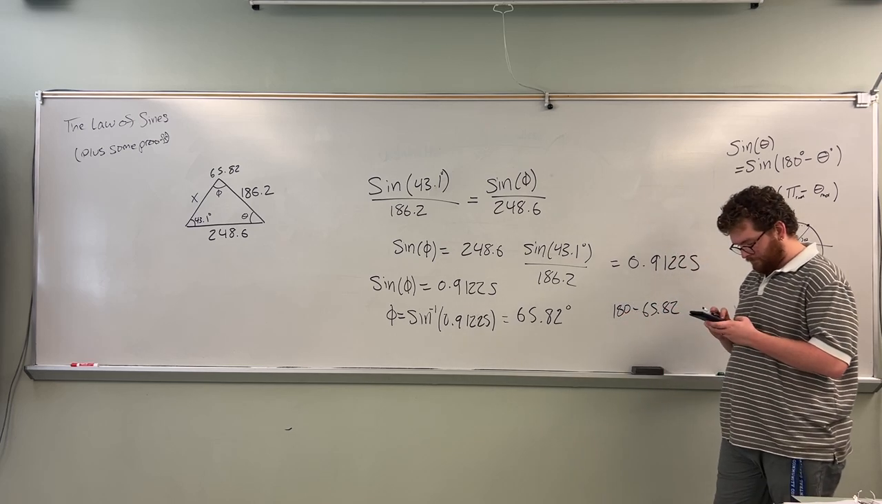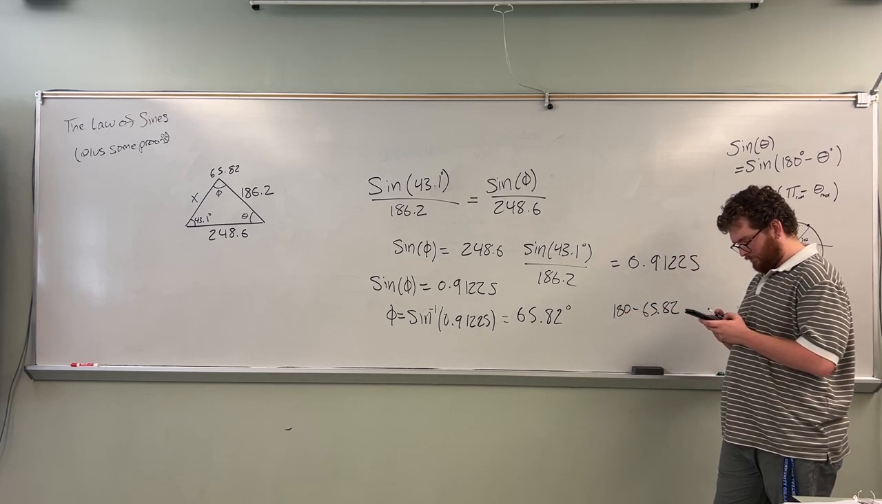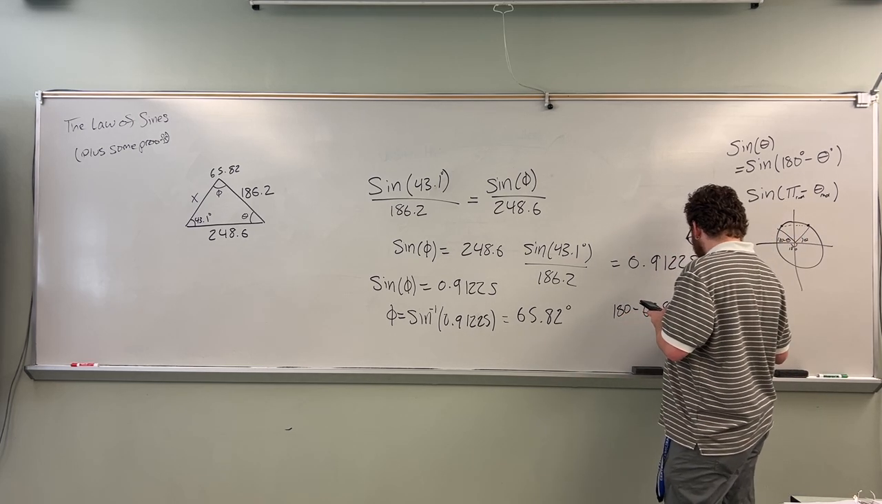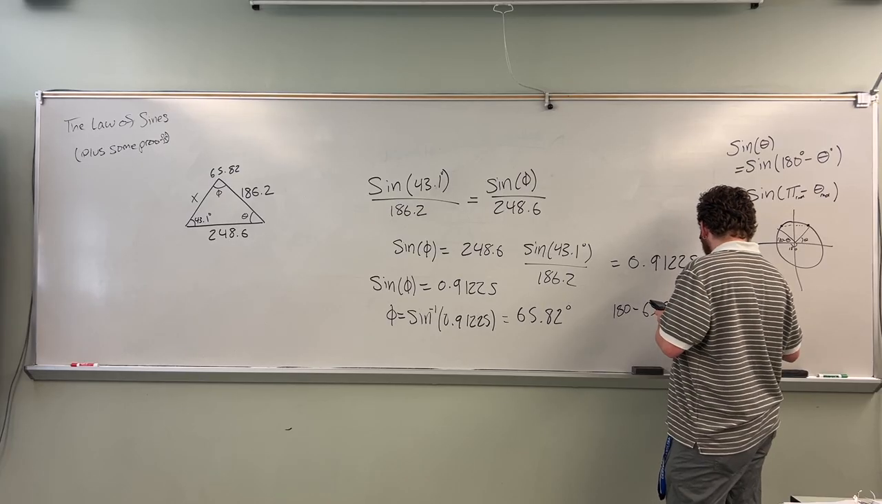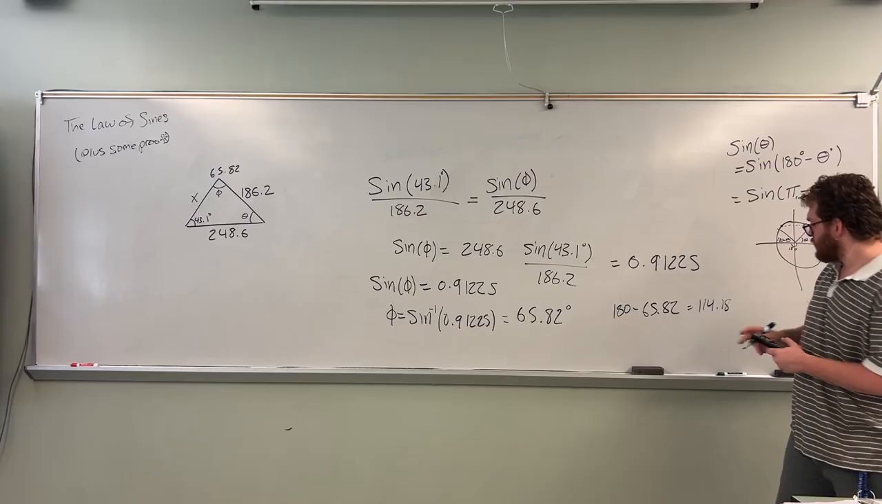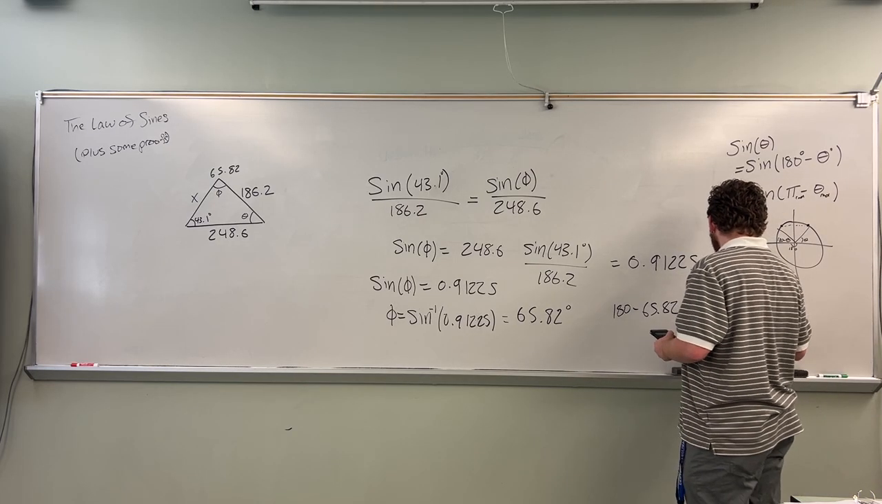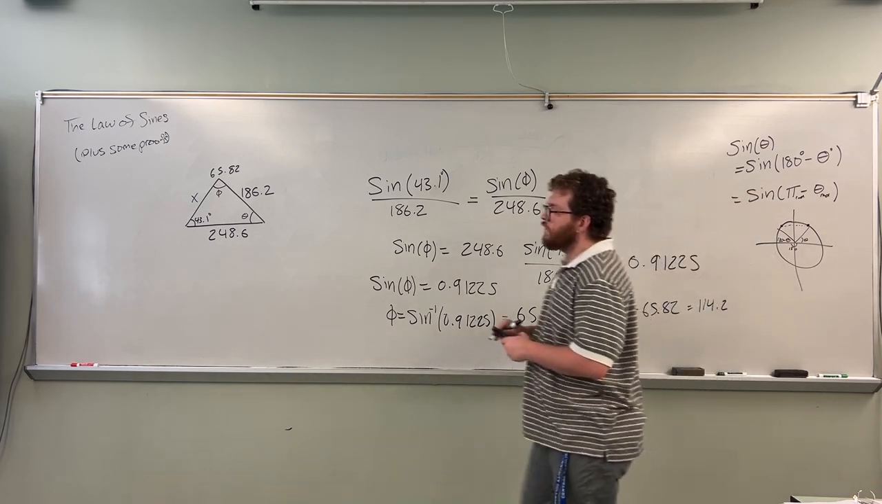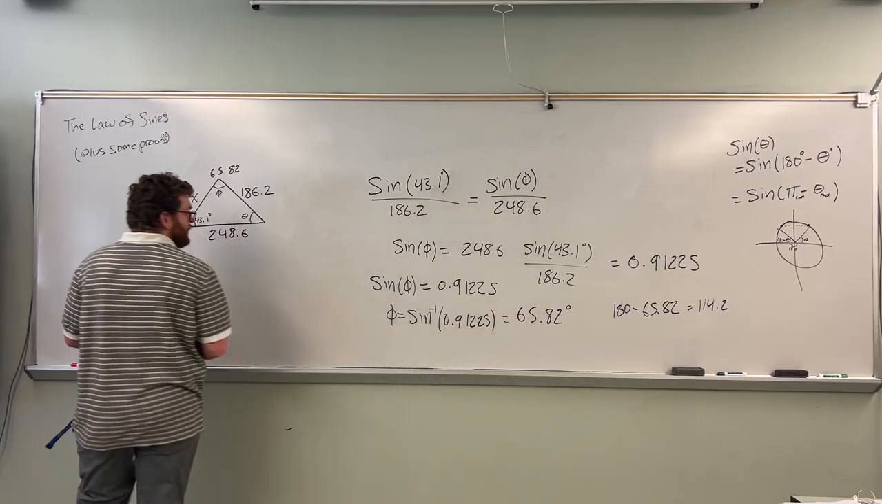which means that there's also the solution of 180 minus 65.82, which is 114.18, or just 114.2. So there are two possible solutions.